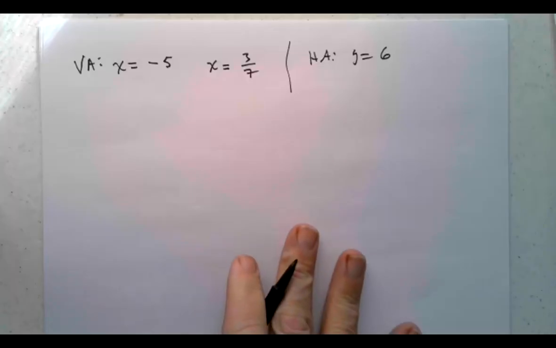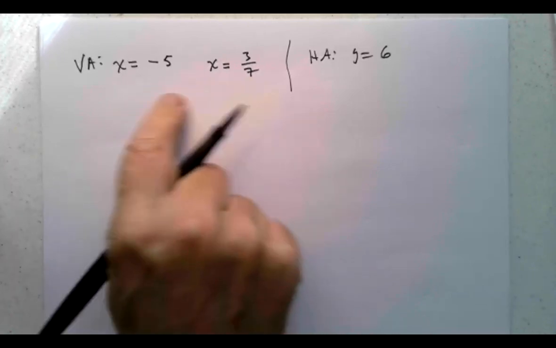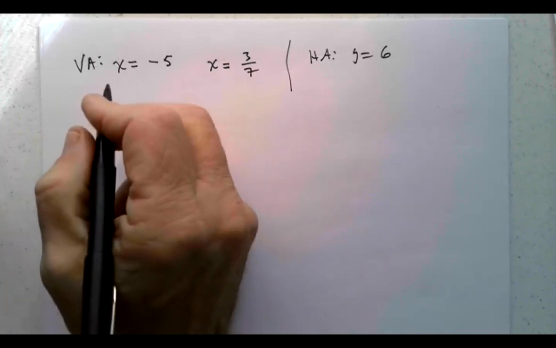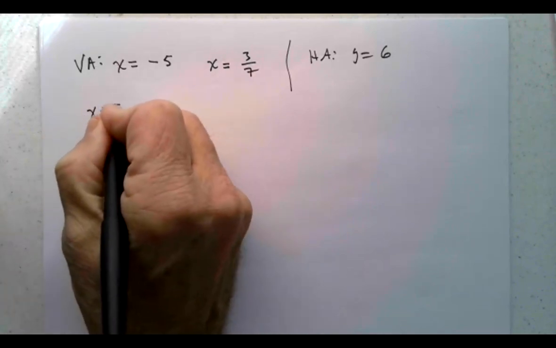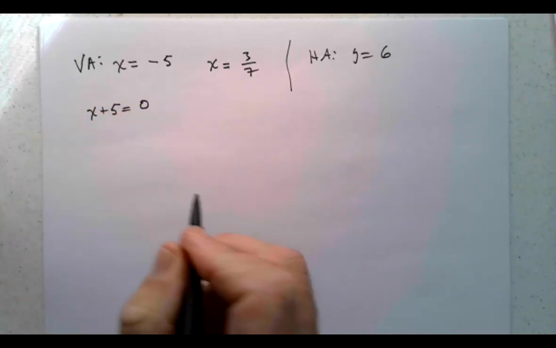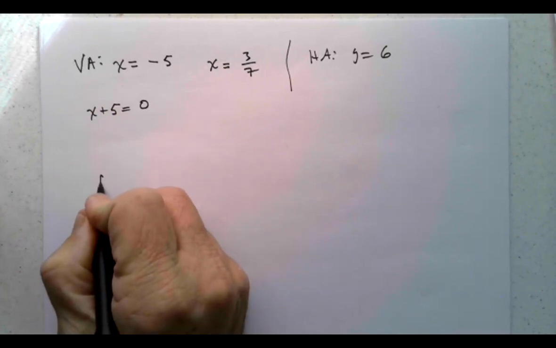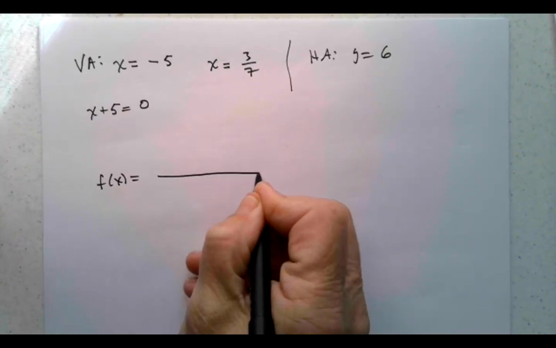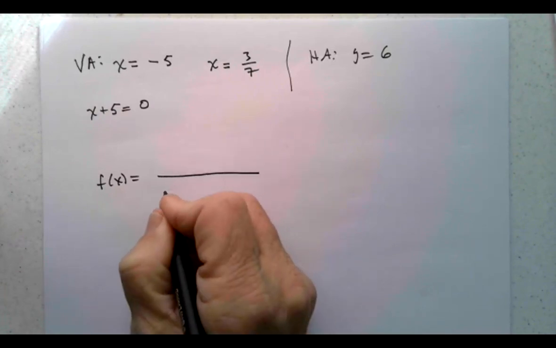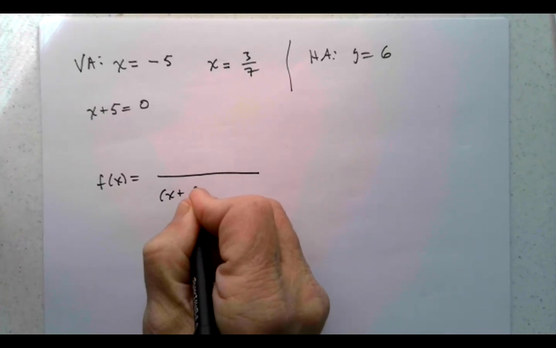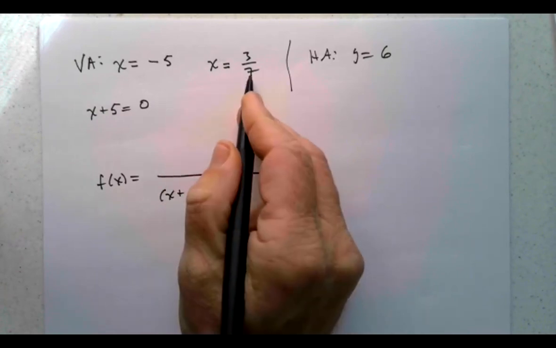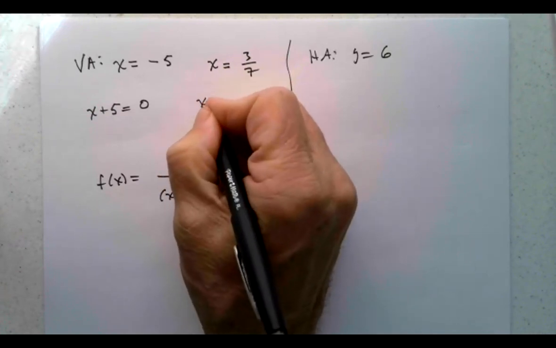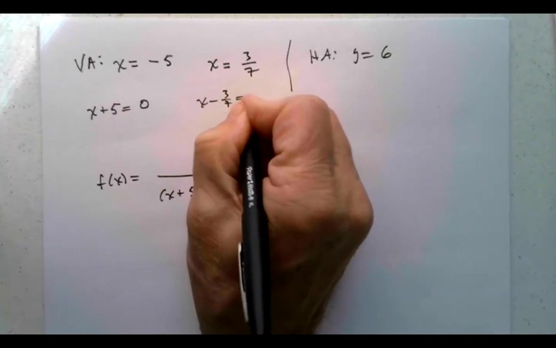So vertical asymptotes will happen where these elements are not defined in the domain. So if x equals -5, that means x plus 5 would be 0. So that would make the denominator 0. So in terms of my f of x, I'm going to start by putting an x plus 5 in the denominator. I also have x equals 3/7. So that'd be the same thing as saying x minus 3/7 is 0.